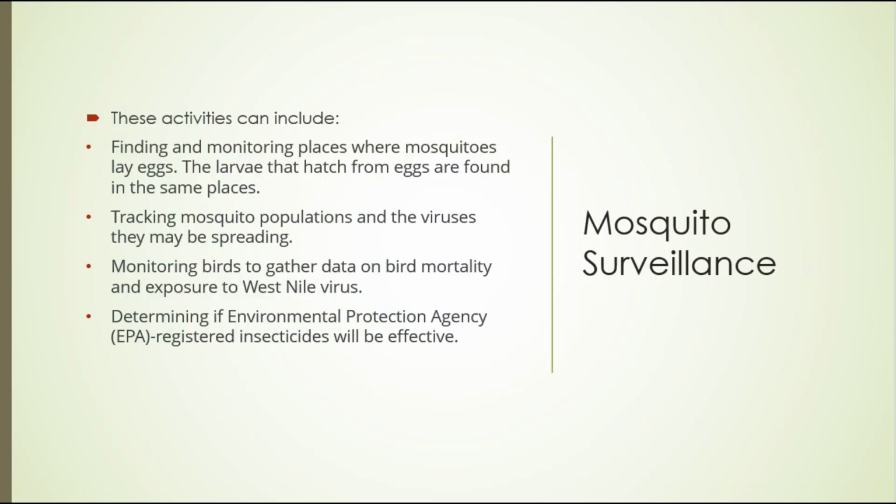Another step in an IPM program for mosquitoes would be mosquito surveillance. These activities can include finding and monitoring places where mosquitoes lay eggs. The larvae that hatch from these eggs are found in the same places. Tracking mosquito populations and the viruses they may be spreading. Monitoring birds to gather data on bird mortality and exposure to West Nile virus. Determining if Environmental Protection Agency (EPA) registered insecticides will be effective.